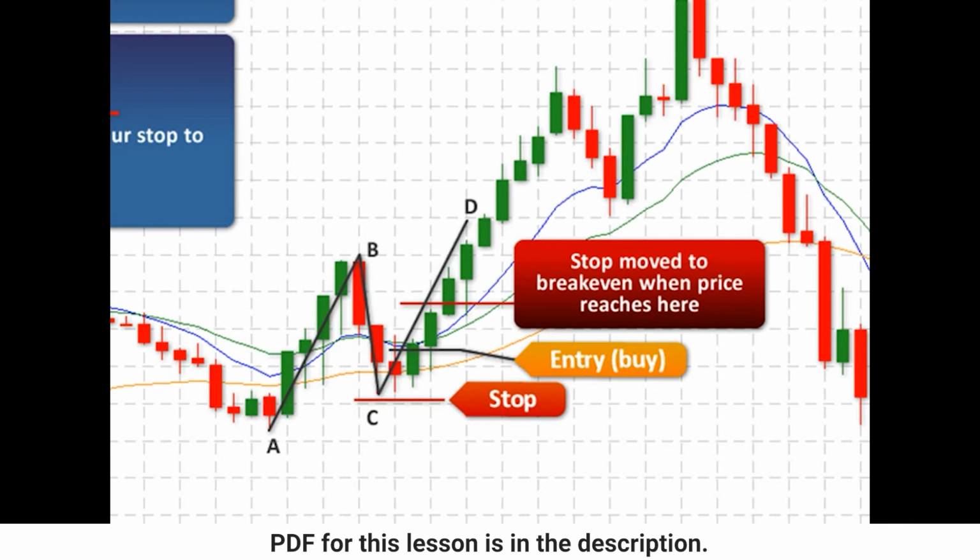So what about our exit? Well, this is a strategy 1 trade, so we will be exiting at point D. We're selling there because obviously this was a long trade. We bought first, now we're selling.